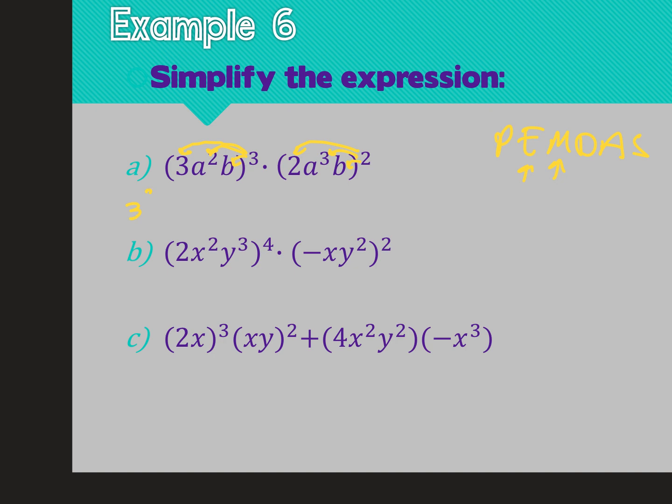So this is 3 cubed. We're raising a power to a power. So 2 times 3 is a to the 6th, b to the 3rd, times 2 squared, raising a power to a power, a to the 3 times 2 is 6, and b squared. So now we can simplify further. 3 cubed is 27, 2 cubed is 4, so when I multiply 27 and 4, I get 108. Then I have a to the 6 and a to the 6, same base. We're going to add exponents. 6 plus 6 is 12. b to the 3rd, b to the 2nd, same base, we're going to add, and 3 plus 2 is 5.